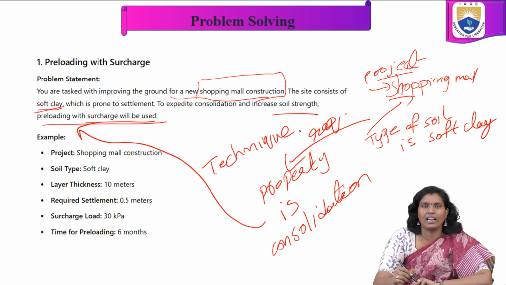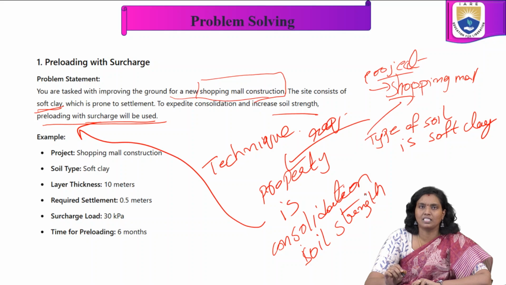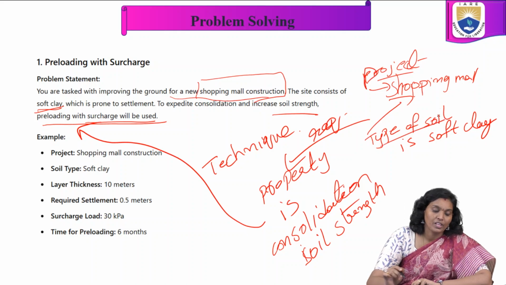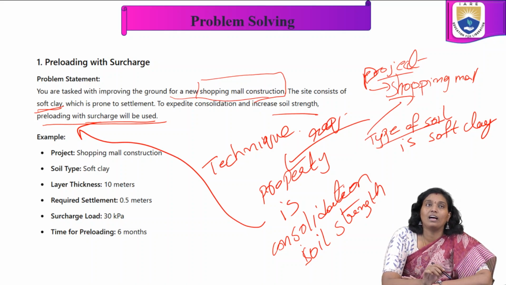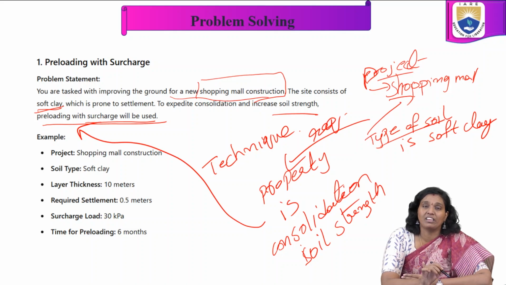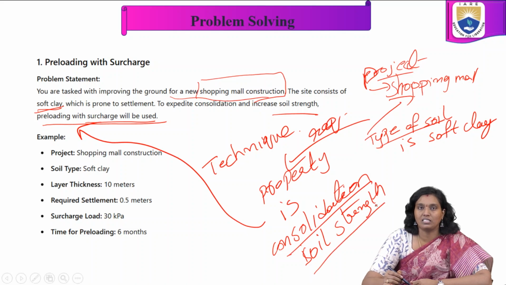These are the things we are understanding first. The properties we are going to improve are consolidation as well as increased soil strength. So the increase in soil strength is also a parameter here. Preloading with surcharge will be used, and the project is the shopping mall, where the type of soil is soft clay. We are understanding what design considerations are involved and what final outcome we will get from this technique: consolidation and increased soil strength.